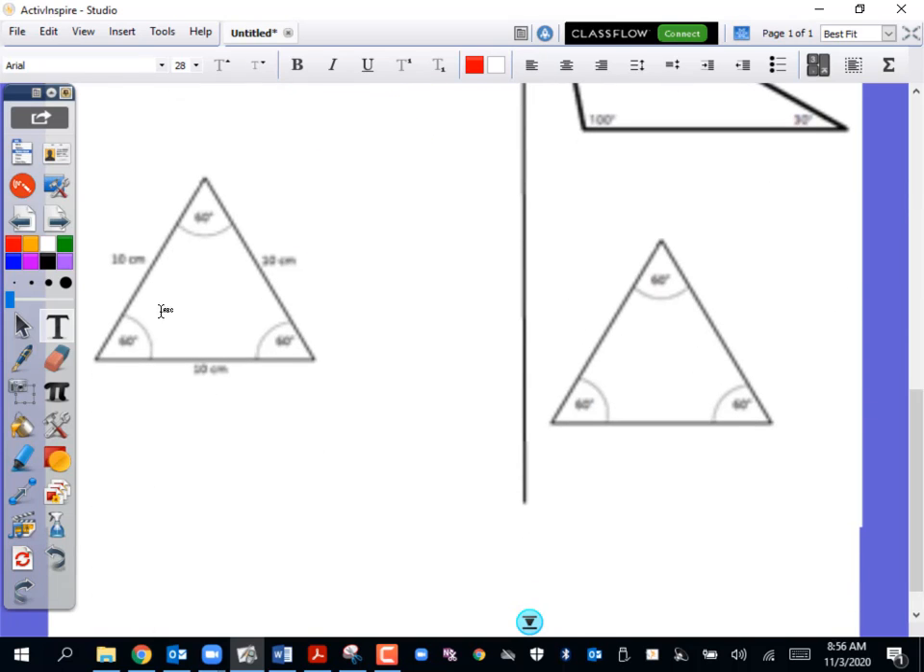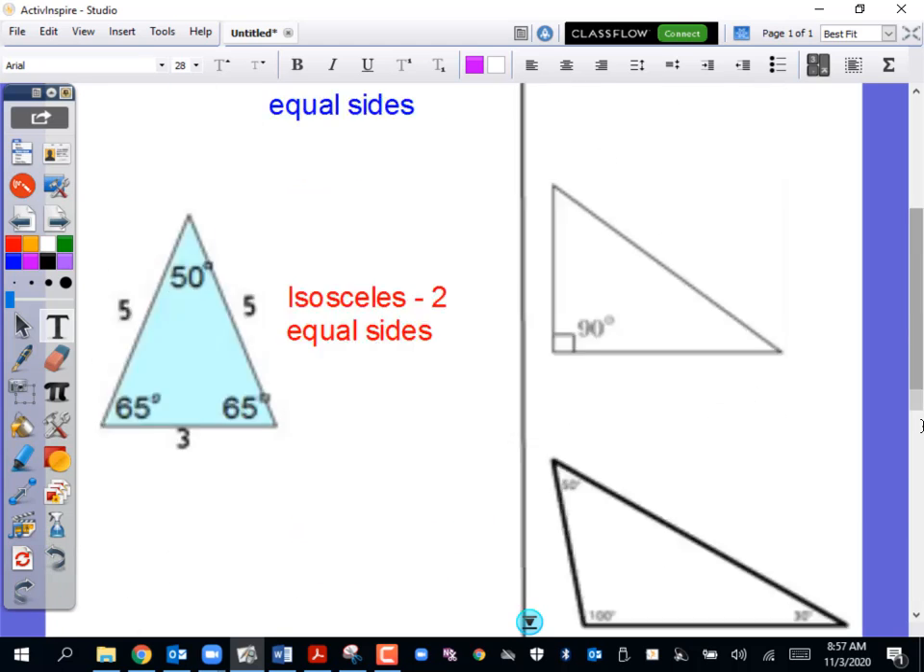And the last one by sides, new color, purple, is equilateral. Equilateral is when all the sides are equal. And again, if it has all equal sides, it also has all equal angles. But we just need to know the sides if we're naming by sides. So this one, I believe, is all 30. I don't know, they're kind of blurry, so I can't tell. But all the sides are equal for equilateral.